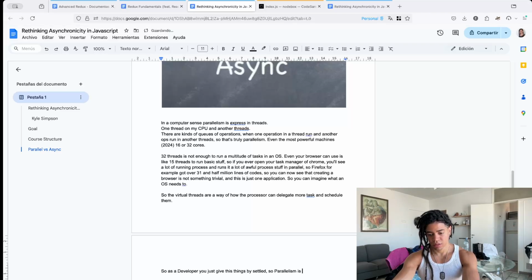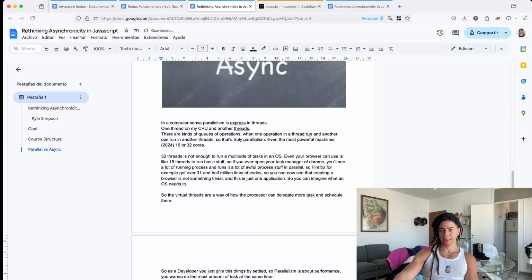Parallelism is about performance. You want to do the most amount of tasks at the same time. I don't want to wait to do the second set of tasks until the first set of tasks is finished. If it's possible to do both at the same time, if I can get done faster, that's much better. Parallelism is about optimization.